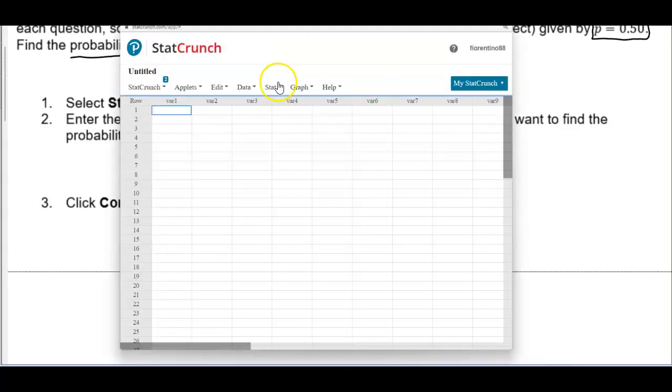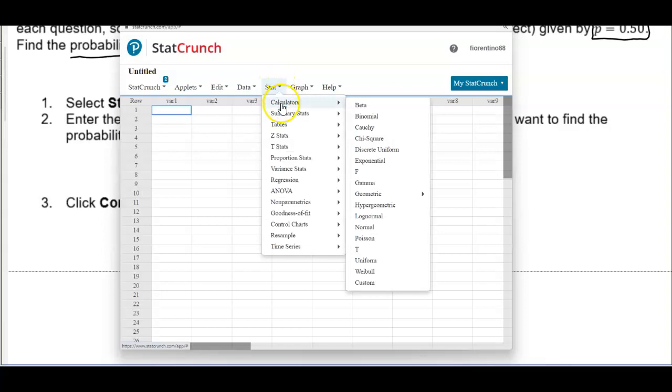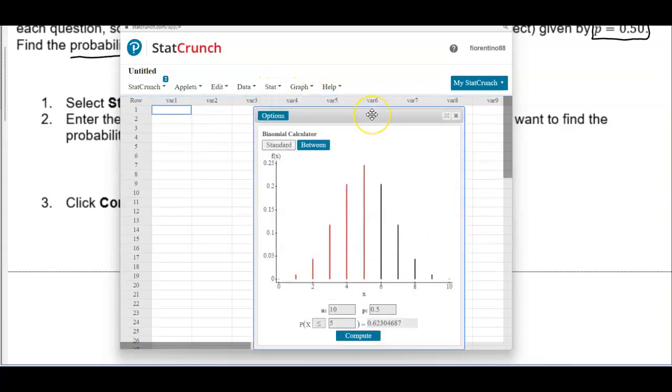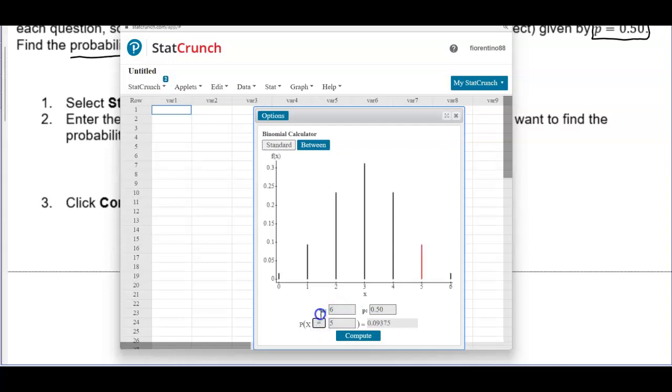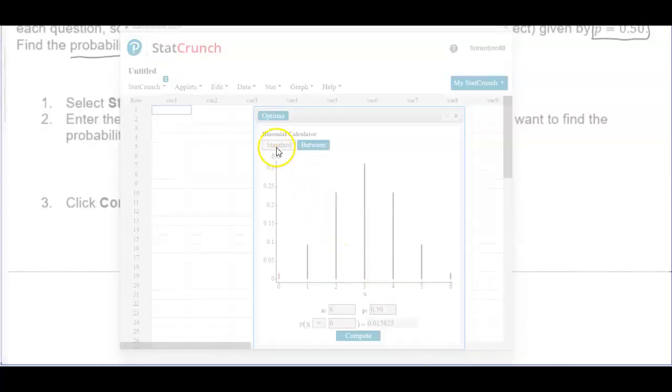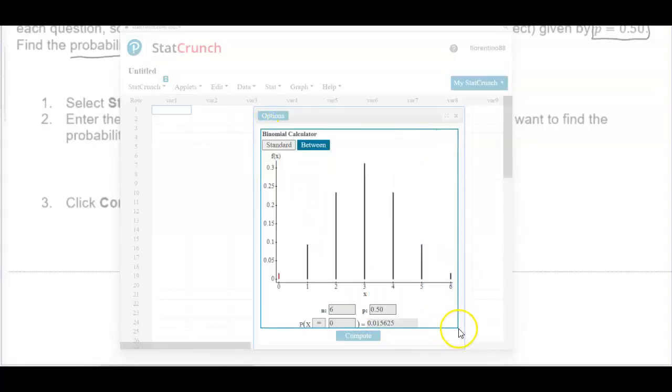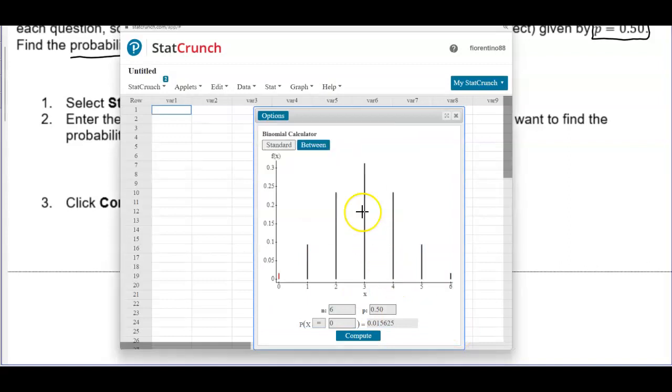So again, we're going to go to Stat, select Calculators, and then go to Binomial. Okay, and then we want to make sure that n represents 6 in our problem because that's the 6 multiple choice test. We know that the probability is given by 0.50. It doesn't matter if you have the 0 there. And we want to make sure that it's exactly 0. So we're going to set equals, and then we're going to put in the 0. And then select Compute, and then we're going to see our probability. So let's go ahead and copy this and bring it to our work here.